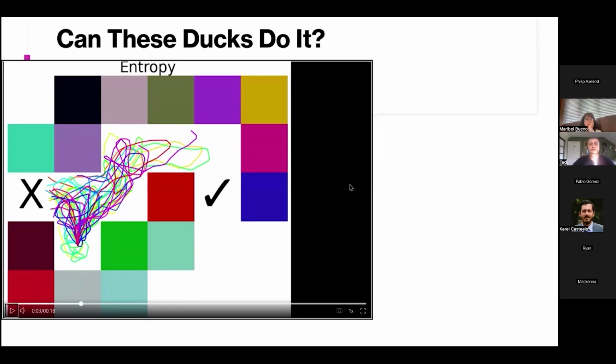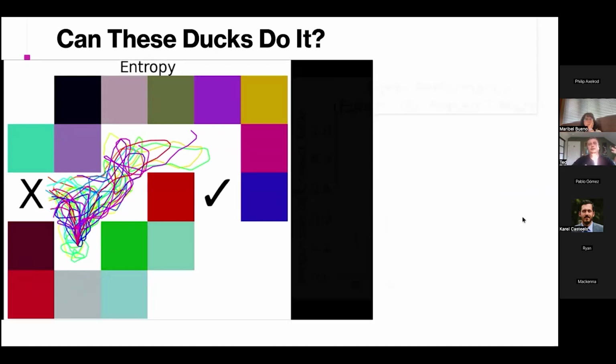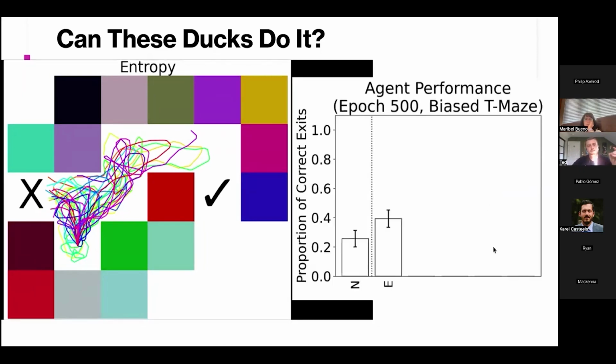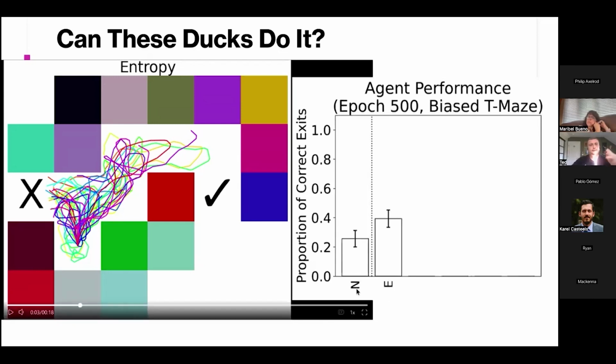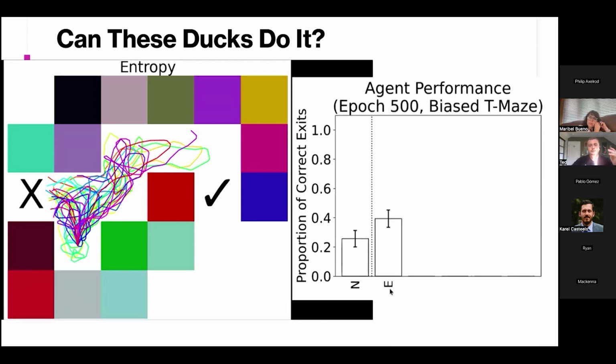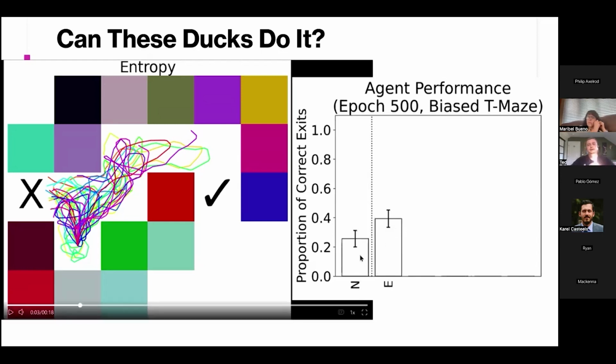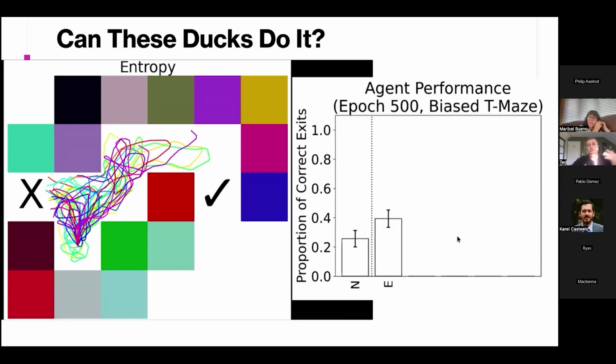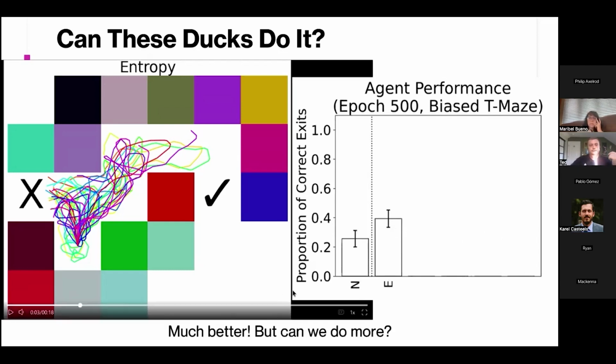So if we compare how well these ducks did, N is the ducks that didn't have entropy, and these are the ducks with entropy, E. And you'll notice they were pretty good. They found the good exit about 40% of the time. And this dotted line is going to be dividing these ducks, which had no intrinsic rewards, from ducks which actually did have intrinsic rewards. So these are doing much better.